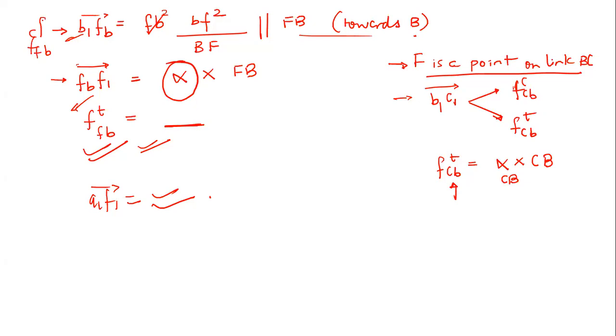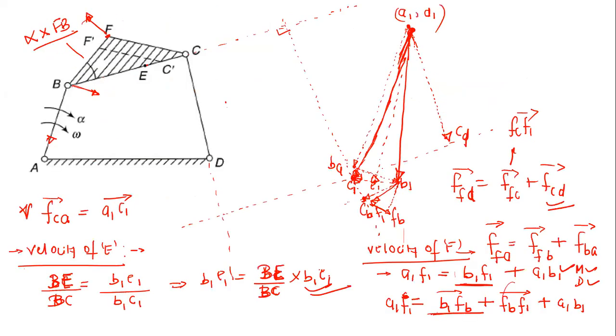Sir, here how did you find that F is on link BC? Sir, how are you able to locate point F? You have written that F is a point on link BC. Yeah, see, this is a simple complete link, that is BFC. If you see, this is a ternary link, right here.